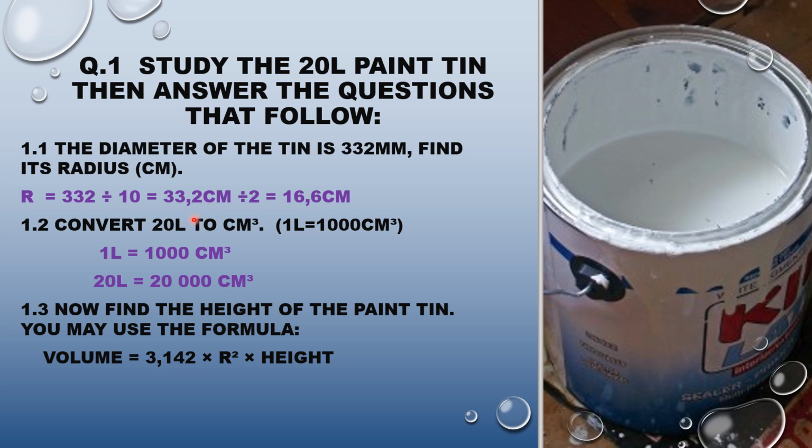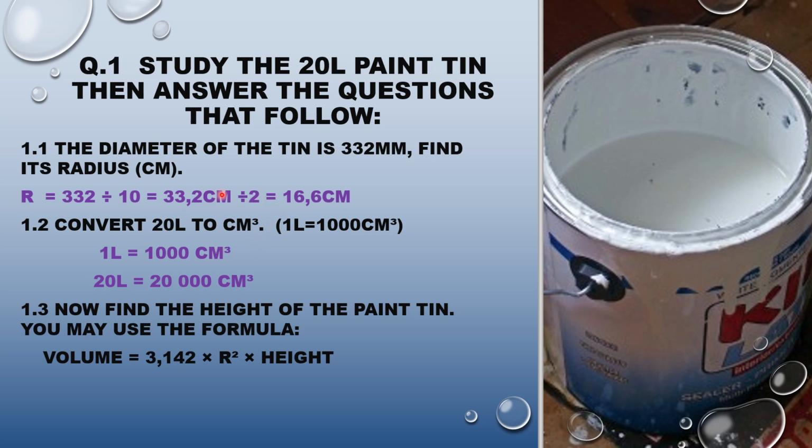Now I'm going to take my diameter and convert it to radius, so my radius from center to circumference. If the diameter going all the way across is 33.2, then my radius is going to be half of that. So I'm going to say 33.2 divided by 2, and my radius is 16,6 centimeters.